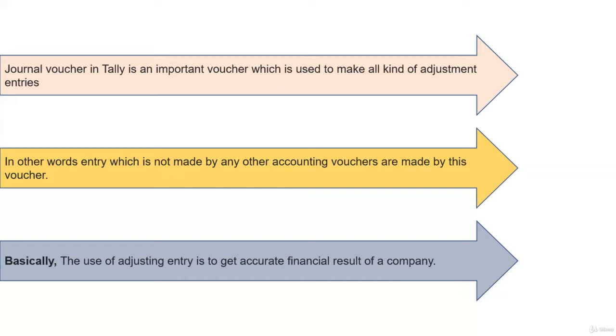What kind of adjustment entries? Adjustment entries are those entries that help us give the accurate financial result of a company. In other words, they are the entries not made by any other accounting voucher. For example, your rent expense payable, that is your outstanding expenses, and your prepaid expenses, if not yet done, are posted in the journal voucher.